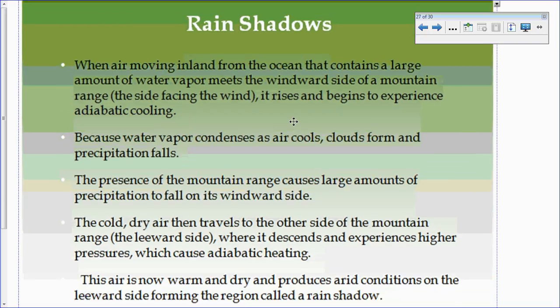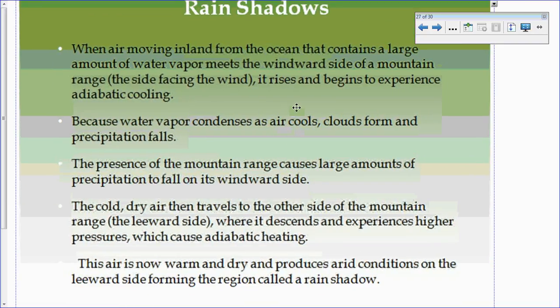Okay, rain shadows. You know about rain shadows. I'll break it down pretty easily. It's not really that hard. When air moving inland from the ocean contains a large amount of water and meets the windward side of the mountain, the side that has the incident winds, it rises and begins to experience adiabatic cooling. Remember that as air rises and expands, it starts to cool. Water vapor condenses as it cools, going from a vapor to a liquid state. So it's losing some of its energy, becoming cooler, and it forms precipitation.